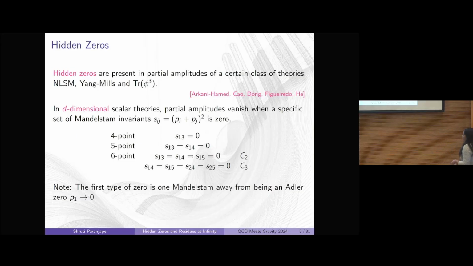So this is just some kinematic point at which the amplitude vanishes, and systematically for all n, you can predict where these points occur. I will just point out that the first type of zero, meaning when I set all but two of the S1I Mandelstams to 0, that looks a lot like an Adler zero. It looks a lot like a soft limit, but it's one step away. And because we're in d dimensions, we can always be one step away from the Adler zero.